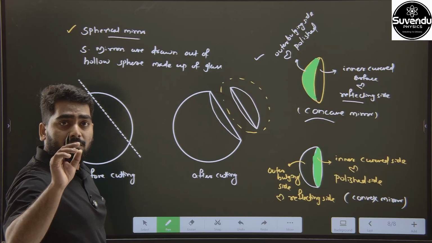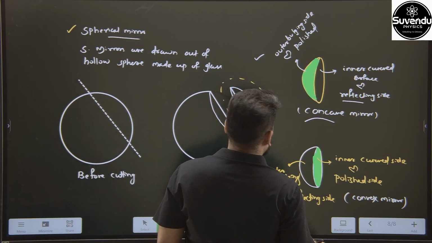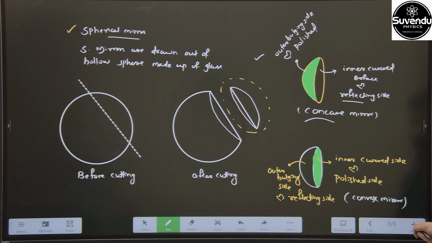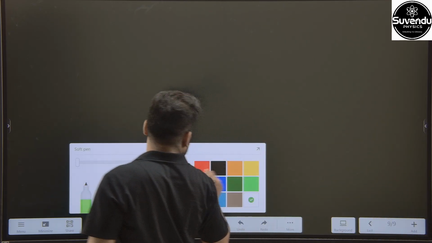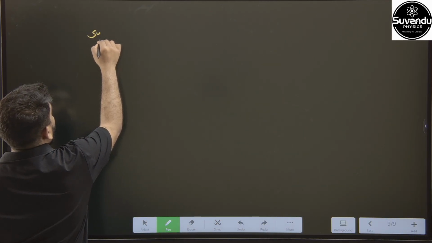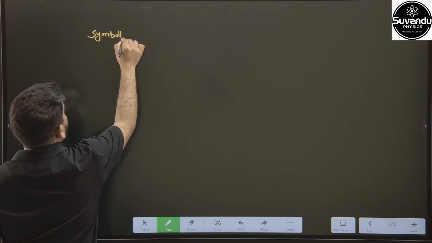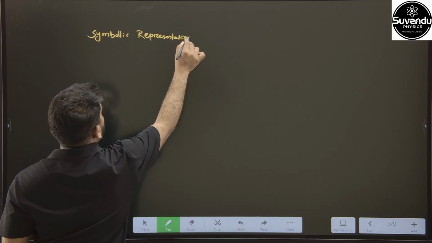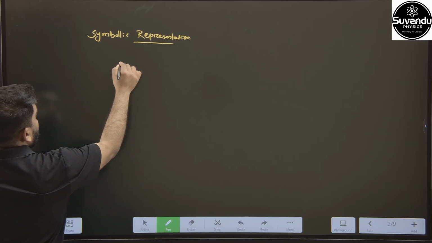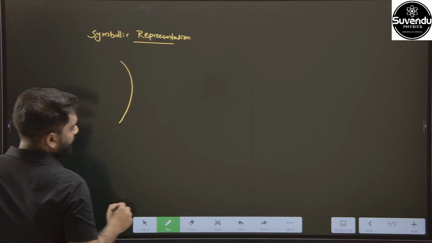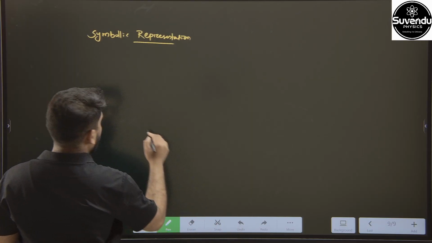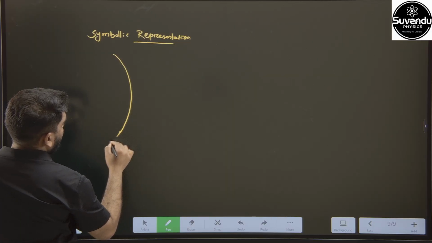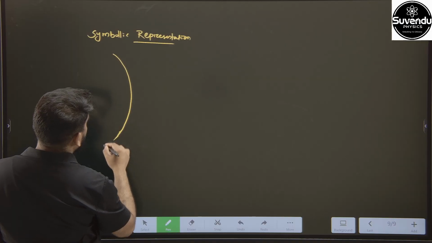Now proceed to their symbolical representation. Now you can take the screenshot. Now it's time for the symbolical representation of concave and convex mirror. As per new Cartesian sign convention, you have to draw the mirror in such a way that the reflecting side must coincide with the left side.